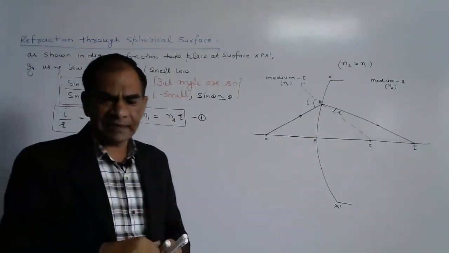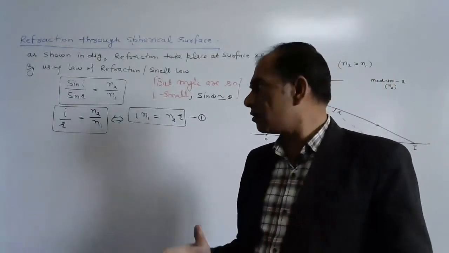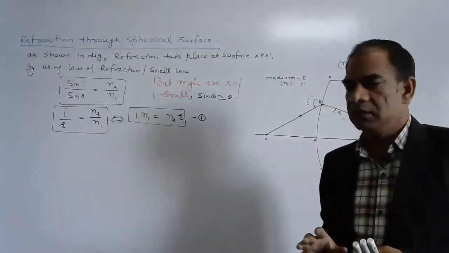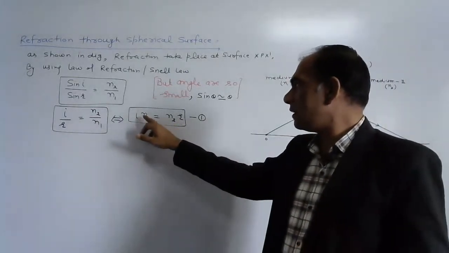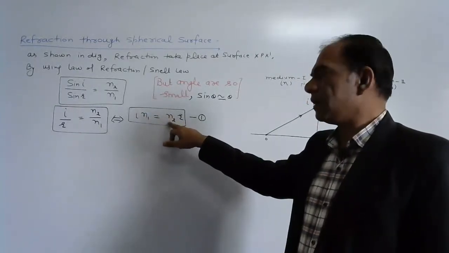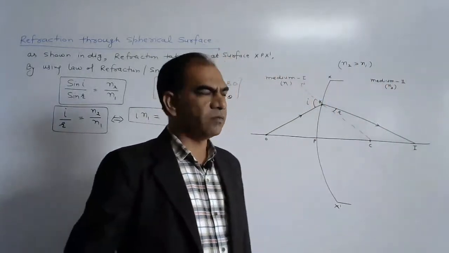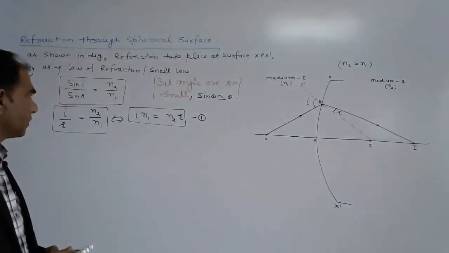So we get here how angle and refractive index are correlated to one another. So this is: sine of the incident angle i into the refractive index of the rarer medium is equal to the refractive index of the second medium into sine of the angle of refraction r, of this phenomenon.